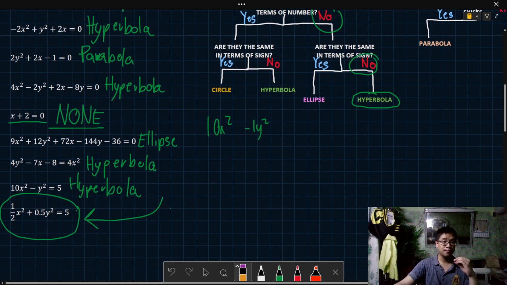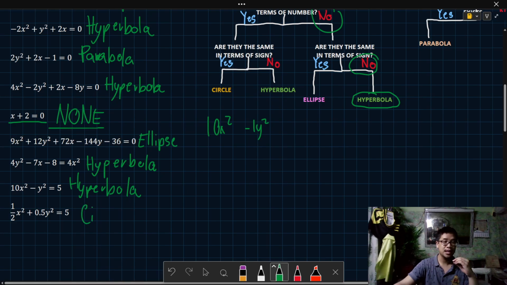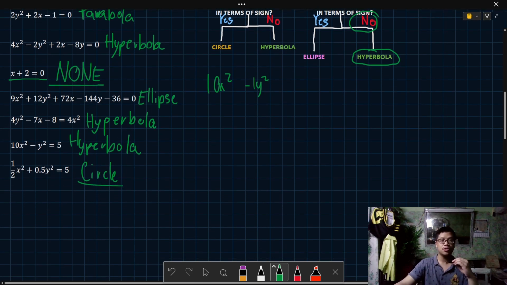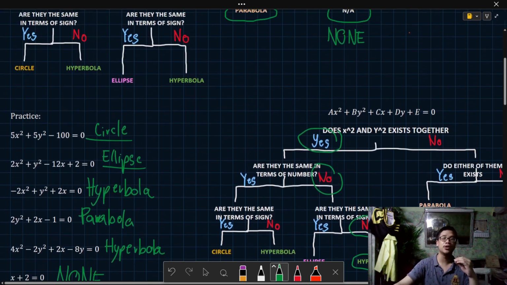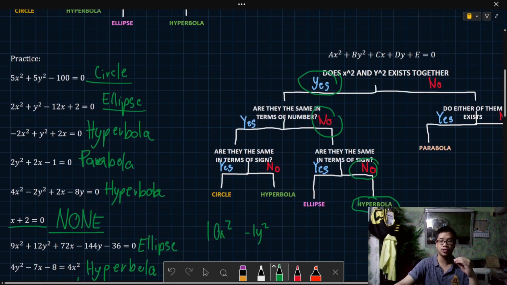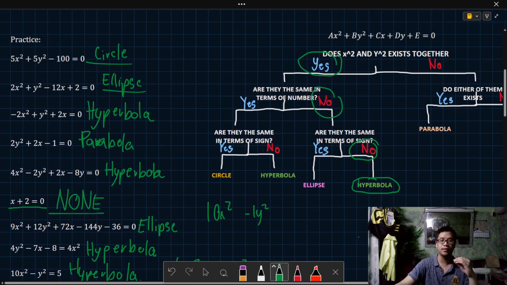Want to know the answer? It's a circle. Right? This is a circle. How did I know that it's a circle? First, all terms must be grouped in one side. We have 5 here, so we will group them all. So we have 1 half x squared plus 0.5 y squared minus 5 is equal to 0. Now, okay, let's go back to the problem. Since all terms are grouped in one side, we can now go here in this chart, all right, in this chart. There you go.